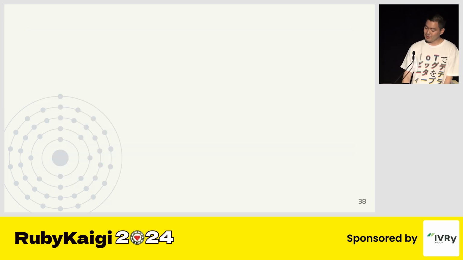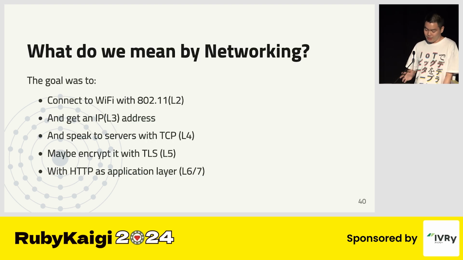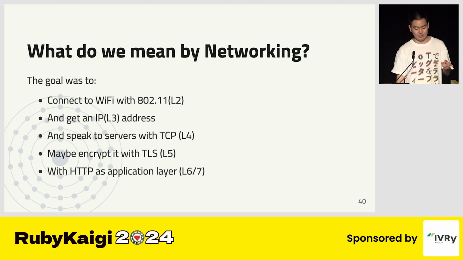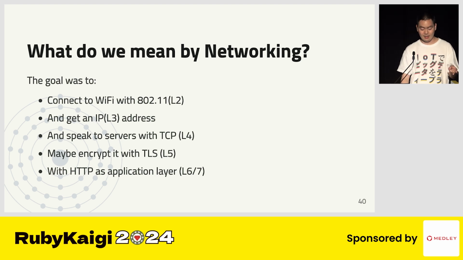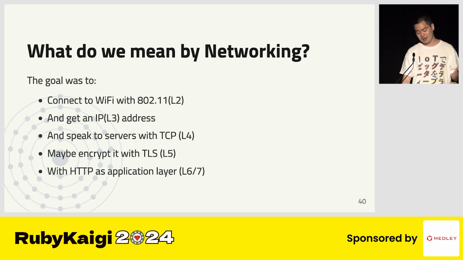So that's it with the cryptography. So let's go on to the networking part. So what do we mean by networking here? The goal is to first connect to Wi-Fi with 802.11, which is layer 2, then get an IP address, which is layer 3. Then speak to servers with TCP, that's layer 4. Maybe encrypted with TLS, that's layer 5. Then use HTTP as an application layer, that's layer 6 and 7.